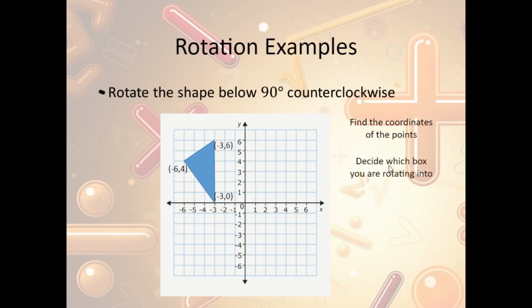Then we're going to decide which box we're rotating into. We're going counterclockwise, so we're spinning this direction, and we're going 90 degrees. So everything should go from this box to this box.